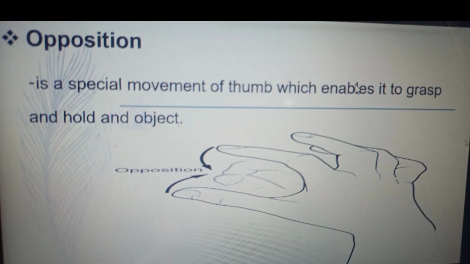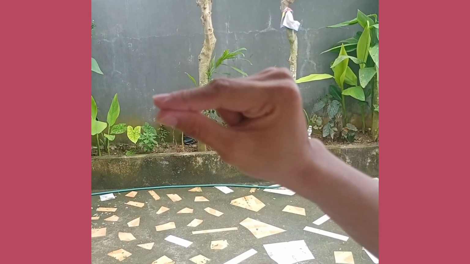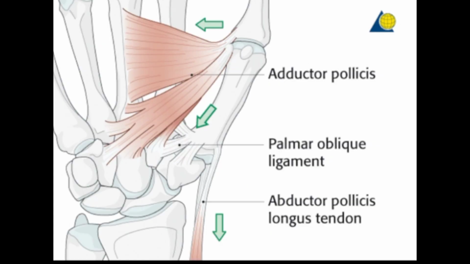Opposition is a special movement of the thumb which enables it to grasp and hold an object. This is a short example of opposition. These are the following bones and muscles involved.